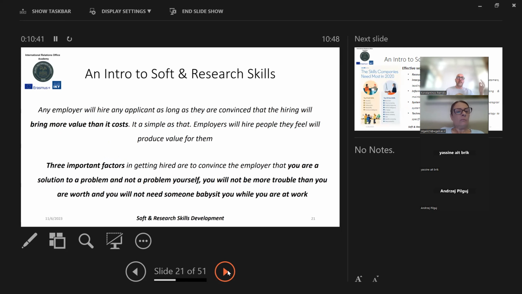One takes the initiatives and the other one does not take the initiatives. So who are we going to hire? Of course, the one that takes the initiatives, the one that is more curious, the one that can perform, the one that has a vision, and the one that's not afraid to make mistakes. These are the things that make you a solution for a problem and not a problem itself.